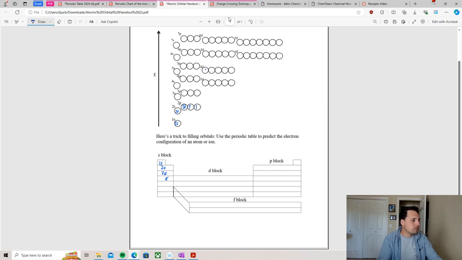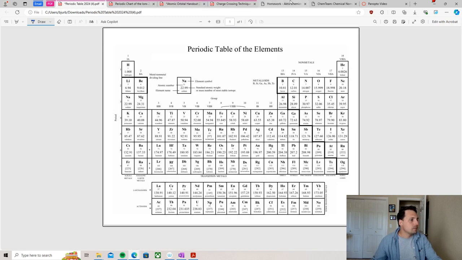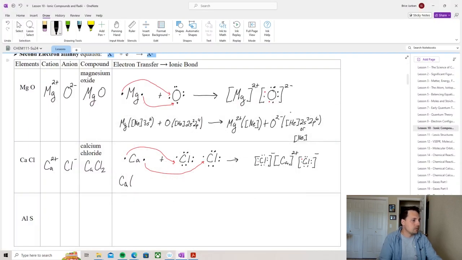There we go. This is where calcium is. So calcium has the noble gas configuration of argon, 4s2, and chlorine has the configuration of neon, 3s2, 3p5. All right, so that's good to practice.